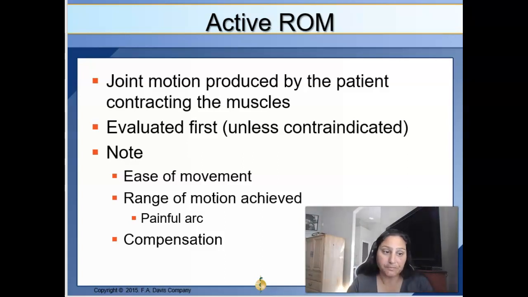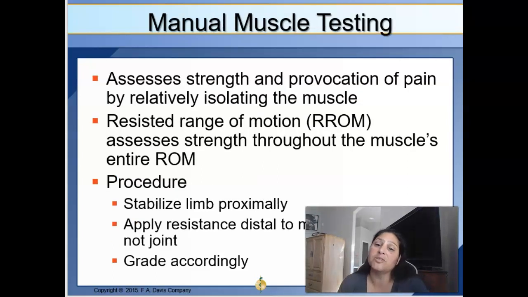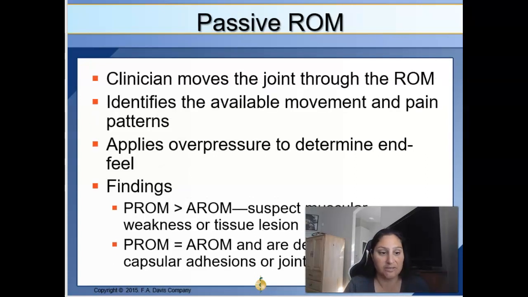Now with manual muscle testing or resistive range of motion, we want to apply pressure, but not so much pressure that it limits their ability to go through the full range of motion. We will stabilize the limb, whether it's arms or leg, proximally, so closer towards the torso, and apply resistance distally, and then you can grade accordingly. And that's one of the things we will go over when we get to our face-to-face meetings.